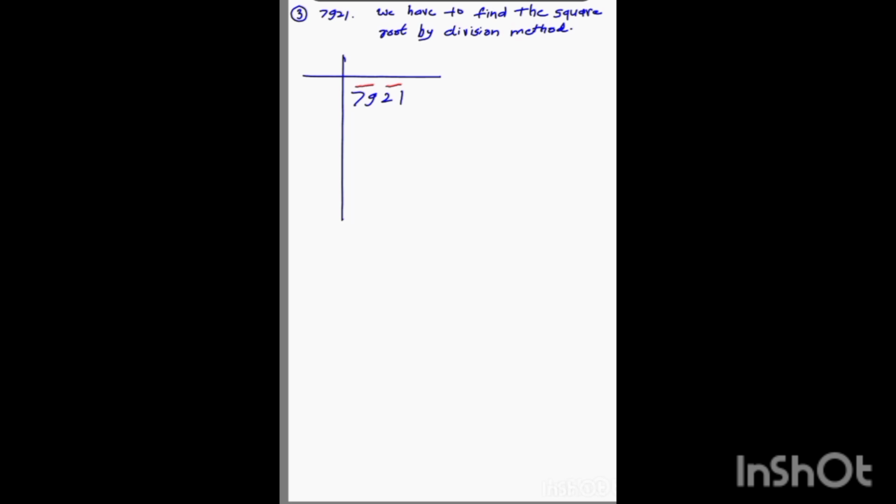Now see this 79, the left hand pair, and see which square number is lying very near to it and less than this. 8 square is 64. 9 square is 81, that is greater than 79. So we have to take 8 square. This is very simple because you know the squares of 1 to 9 by heart. So this step should be very simple. We write 8 square is less than 79, which is less than 9 square.